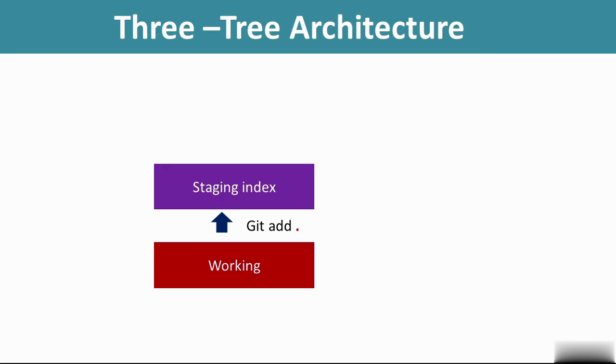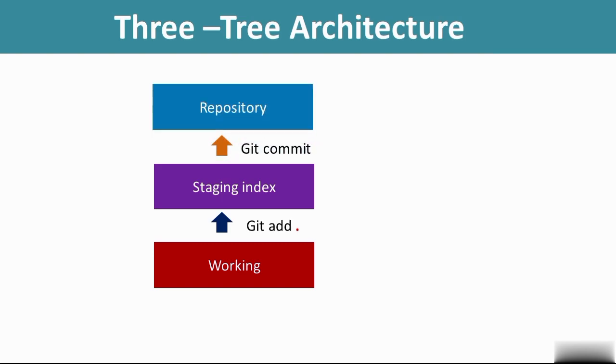For the files to be present in the repository, they have to be pushed to the repository using git commit. Once the files have been committed, they then go into the repository. At this stage, the staging index is clear. There shouldn't be any files in the staging index because they would have all been committed using the git commit command.